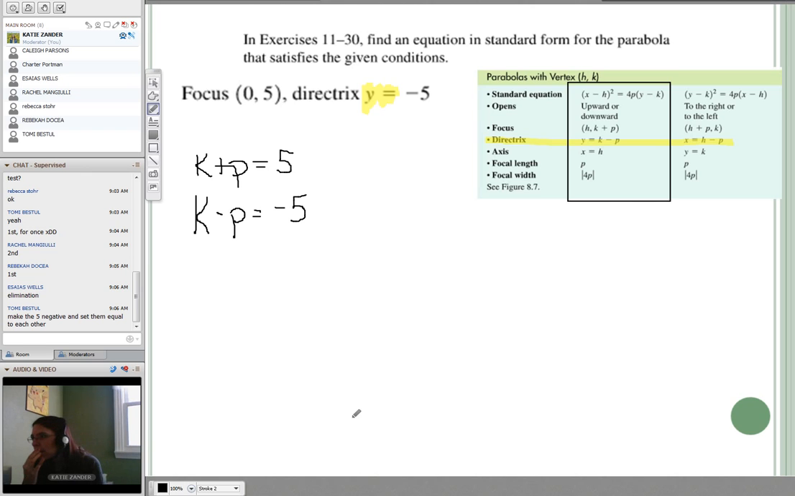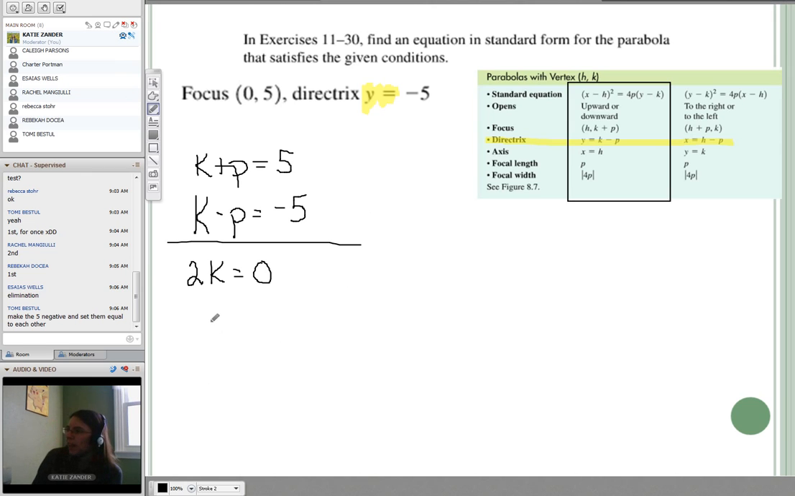I would just make the 5 negative and set them equal to each other. You could do that. I would probably use elimination like Isaias had mentioned, but you could do that. If you want to multiply everything through equation 1 by a -1, that is definitely an option. I'm just going to use Isaias's method there because the p's are already opposite signs and they're the same value in front, the same coefficient. So I'm going to add these two together. When I add them together, I get 2k equals 0.